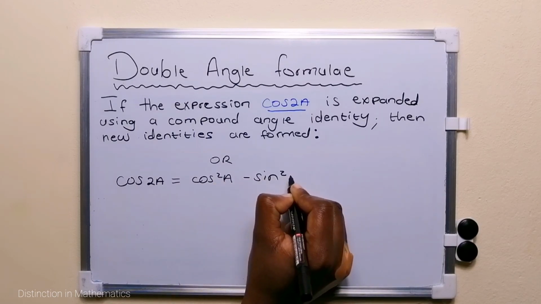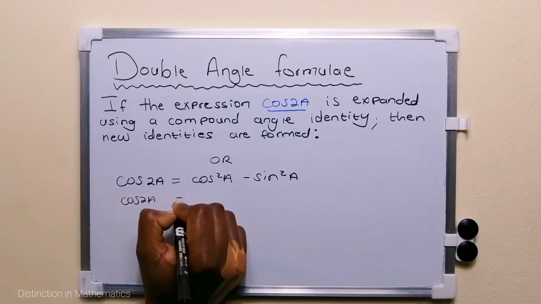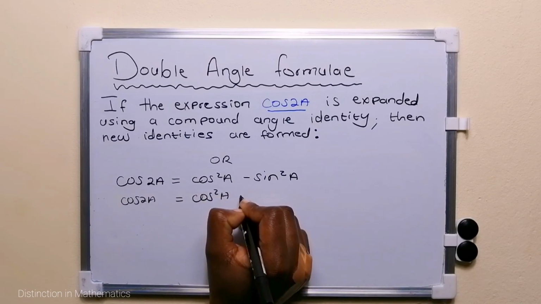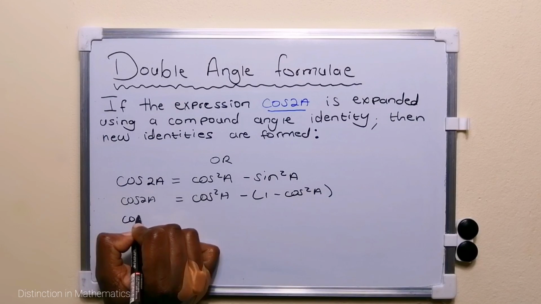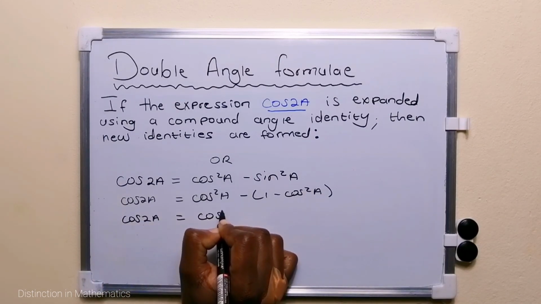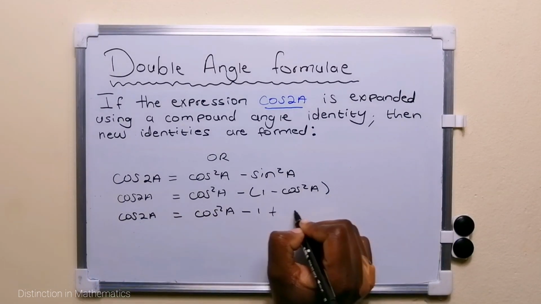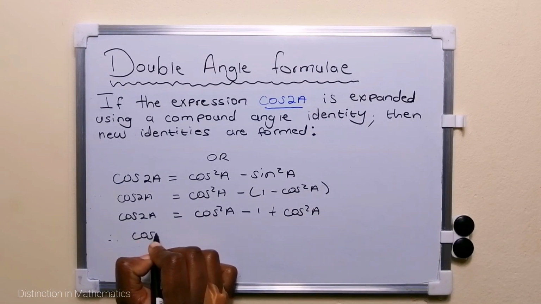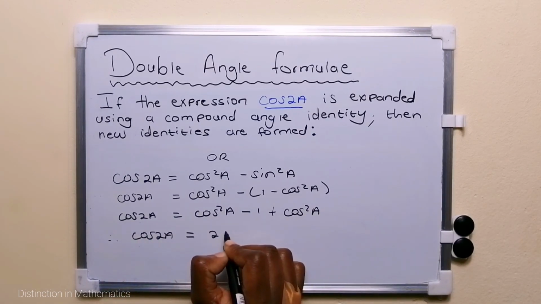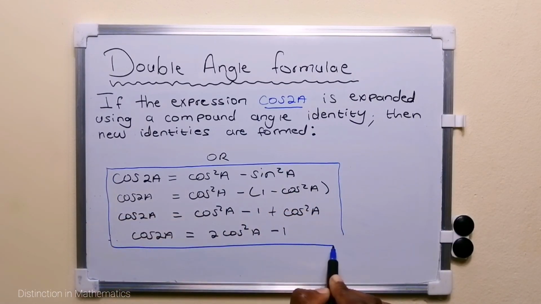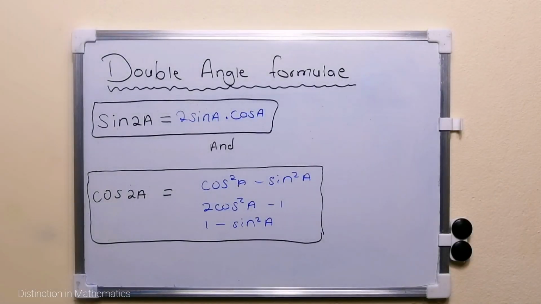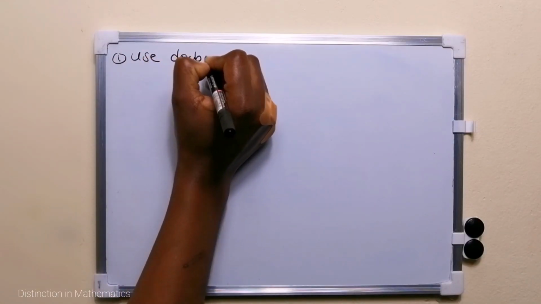So the same goes for cos. If you want to eliminate sine from the equation, you can substitute sine squared a by 1 minus cos squared a, and that, according to this equation, will lead us to 2 cos squared a minus 1, and there you have another identity for cos 2a. So these are the double angle formulae for sine 2a and cos 2a. Now that we know them, let's go to the questions.